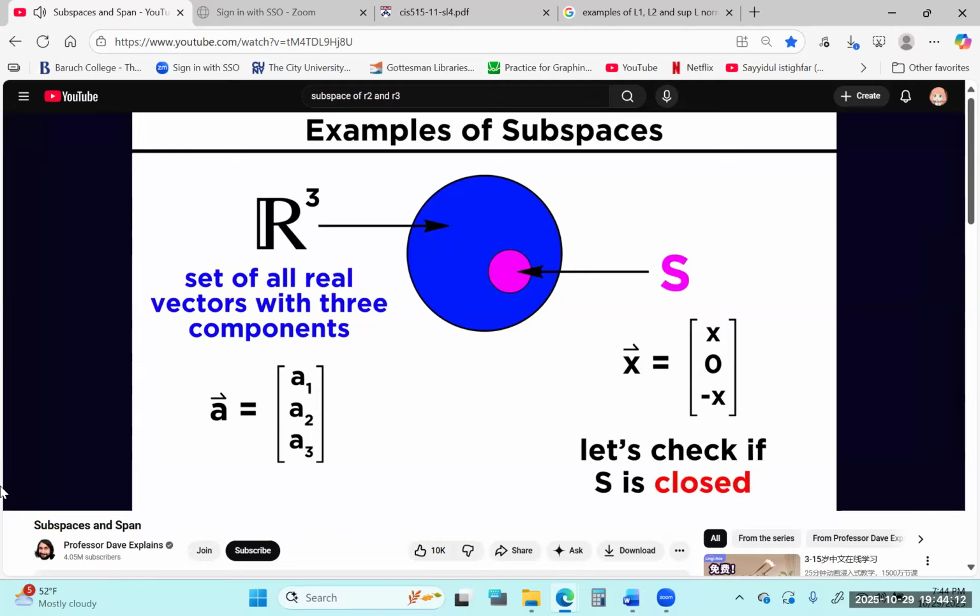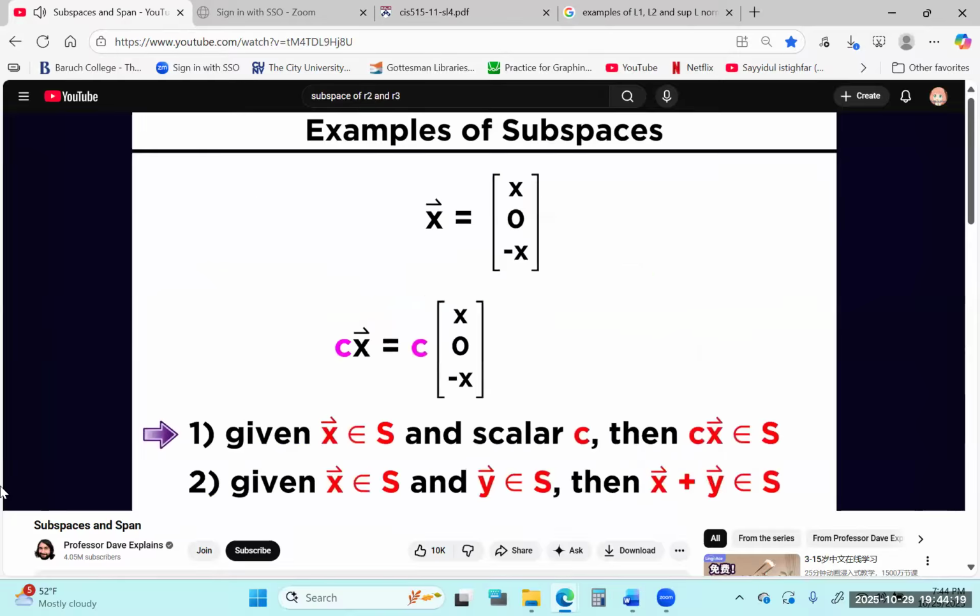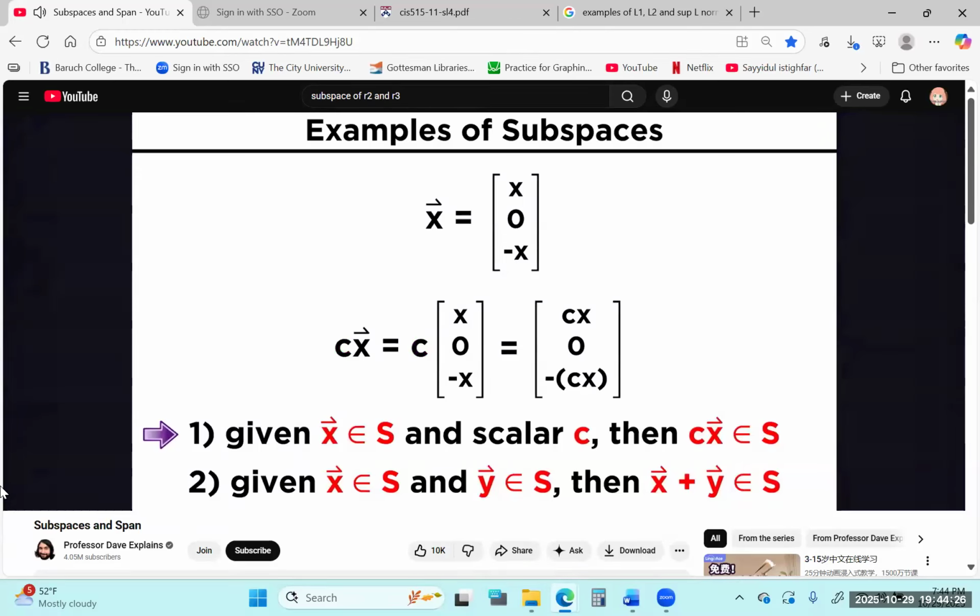What we must check now is if our smaller set is closed by checking the two properties of closure. First, let's multiply a vector x by a scalar c. Distributing the scalar c, we end up with a vector cx, 0, negative cx. Notice that this still has the same form that we want for our set, with some value on the first row, 0 for the middle row, and the negative version of the first value in the third row. This vector is therefore still in our set S.